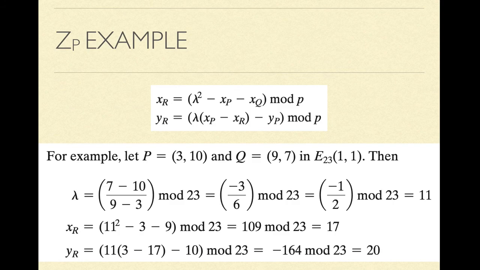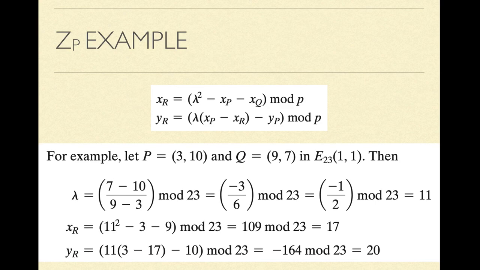So we're going to run through an example. Suppose we want to add P and Q, where P is equal to (3, 10) and Q equals (9, 7) in that curve E_23(1, 1). So we first find our slope. That's just rise over run. So it's y_q minus y_p over x_q minus x_p. So 7 minus 10 over 9 minus 3 mod 23. Well, that's the same as negative 1 over 2 mod 23.